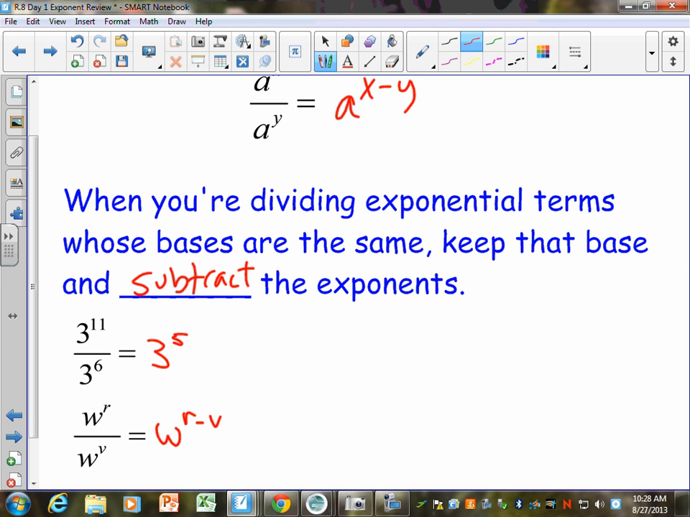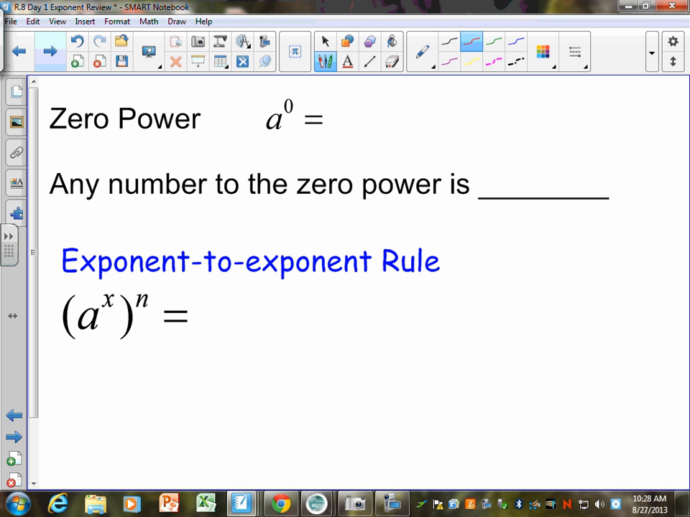All right, moving on. I put a few other exponent rules on here, just to remind you of. Remember the 0 power: any number to the 0 power is always what? So I just wrote 8 to the 0. Any number to the 0 power is 1. You don't have to write that either in the sentence part.